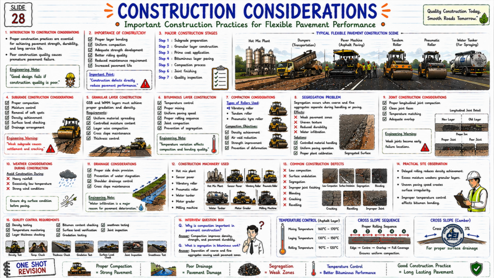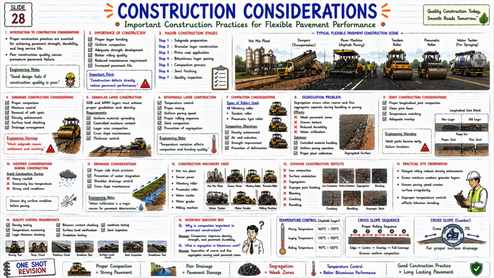Now, let's look at the additional concepts below. Temperature control. Mixing temperature. 160 degrees Celsius to 170 degrees Celsius. Laying temperature. 130 degrees Celsius to 150 degrees Celsius. Rolling temperature. 90 degrees Celsius to 120 degrees Celsius. Now look at the cross-slope sequence. Proper rolling sequence ensures uniform compaction. And camber provides 2% to 3% drainage.